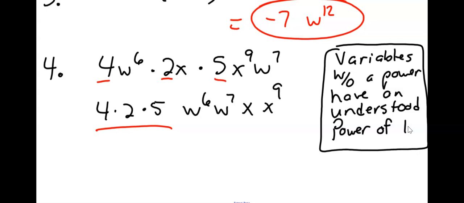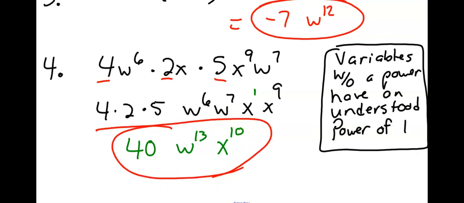Same thing with these. For this one, you've got w to the 6th, you've got w to the 7th. For the x, it doesn't have a power on it. So that one, basically go back and put a 1 there. Okay, and then you can do it basically in 3 parts. You've got 4 times 2 is 8, 8 times 5 is 40. For the w's, you got 6 here and 7 here, so you can put those two together and make it w13. The x's, do 1 plus 9, then you make it 10. Okay, and that would be the final answer that you're looking for on that one.